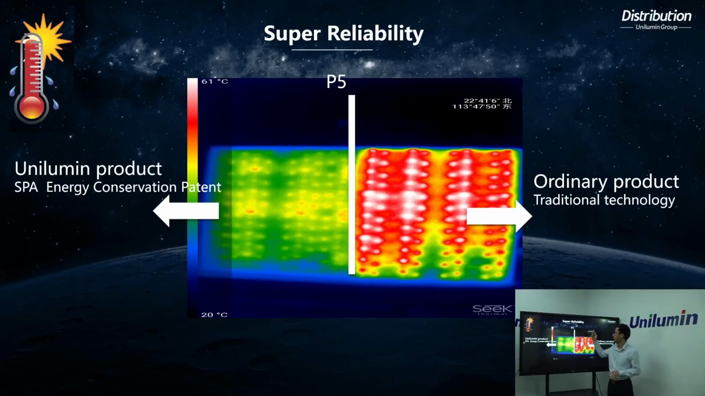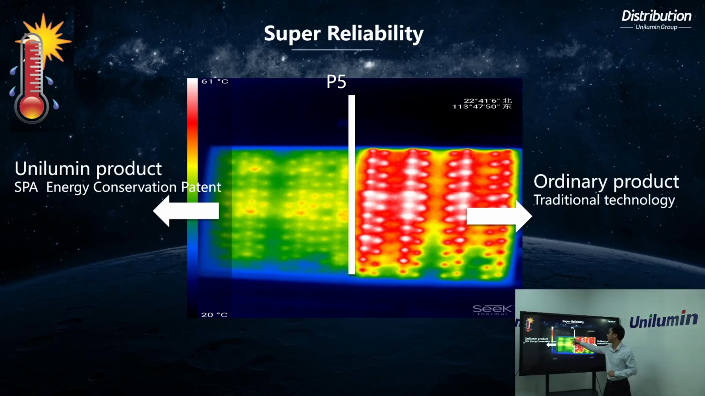See the super reliability. For the energy saving, see here, that is the experiment. From the middle, I have a line here to divide the two cabinets. From here, the Unilumin products, we use the SPA energy saving pattern. This technology, you can see. And this one is the ordinary product. That's the traditional technology. See here, the temperature difference is too much.